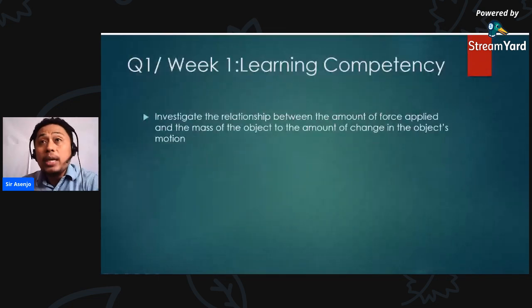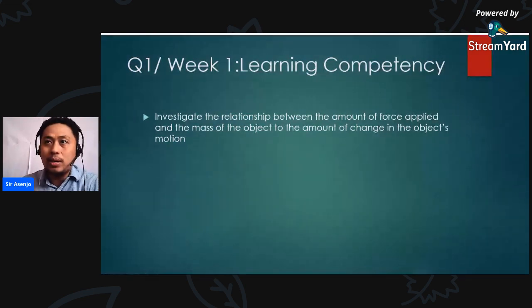So this is our first quarter, week one. Our learning competency would be to investigate the relationship between the amount of force applied and the mass of the object to the amount of change in the object's motion. That is our learning competency focus.